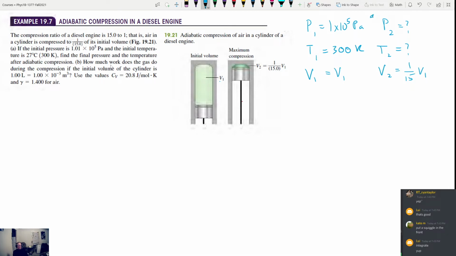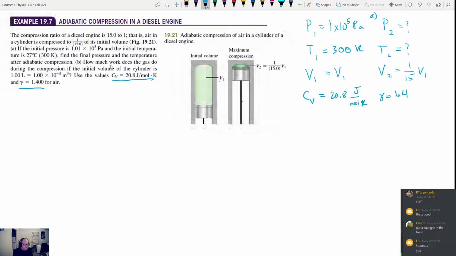That's part A. Okay. Part B, how much work does the gas do during the compression if the initial volume of the cylinder is 1 liter? And it tells us to use the values of CV equal to this and gamma equal to 1.4 for air. It's kind of redundant because if you know one of these, you can find the other one, right? All right, so let's put those down here too. We have CV is 20.8 and gamma is 1.4.